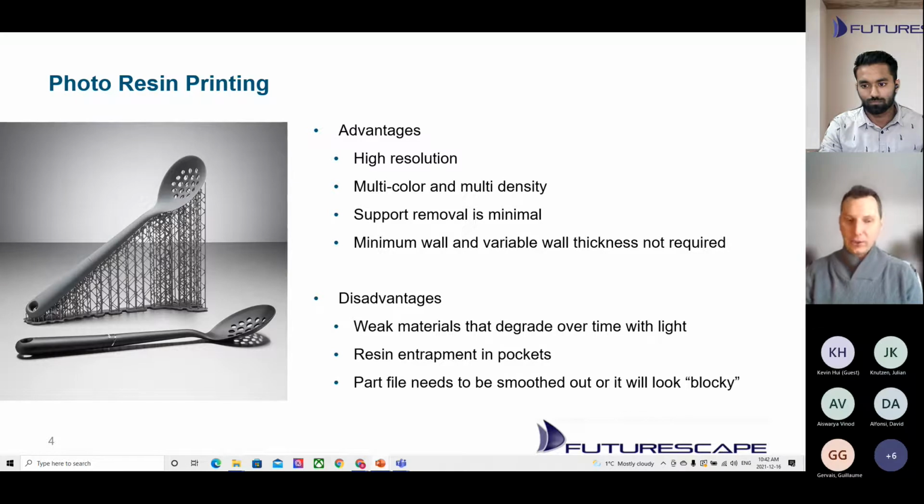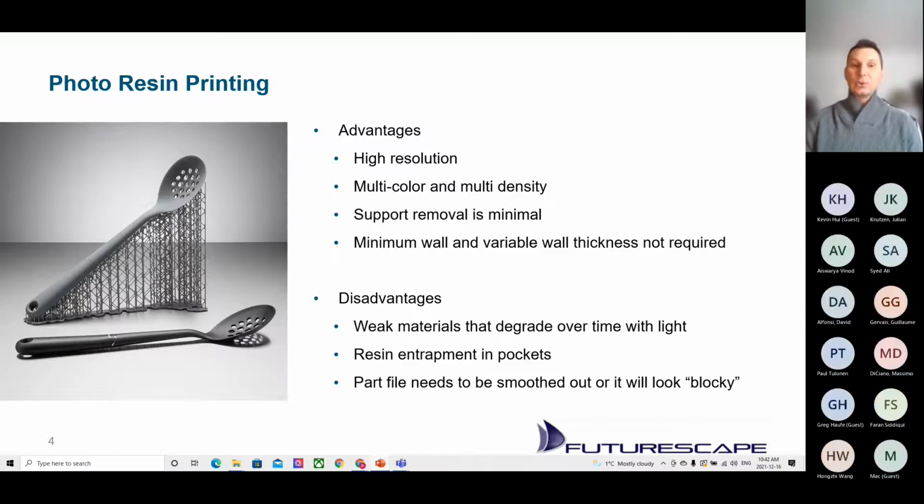The newer resin printers can also do multicolor. So you can do different colors in a part, and you can also adjust the intensity of the light on the 3D printer to adjust the density of the plastic. So you can go from really hard, brittle plastic right down to almost a rubber-like feel. So you can do very complex looking parts with resin printing.